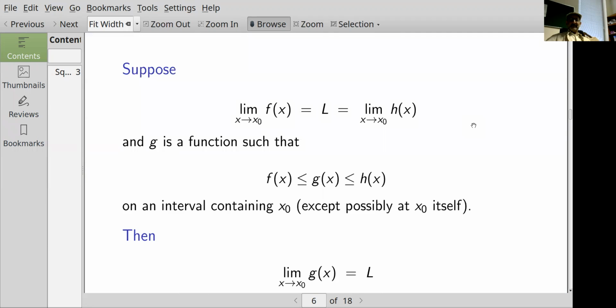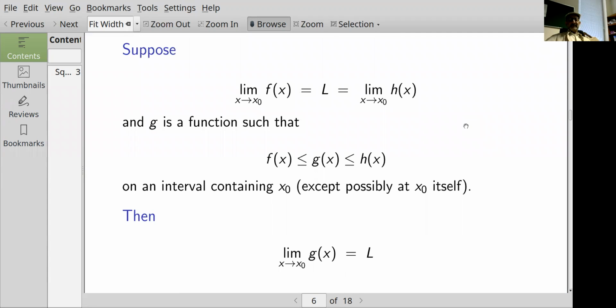Okay, so let's state that. Supposing you have the limit as x goes to x naught of f of x is equal to L, and the limit as x goes to x naught of h of x is also equal to L, and g of x, that's the one whose limit we would like to find. The values of g of x lie between the values of f of x and h of x on an interval containing x naught, except possibly at x naught itself. Remember, when we're taking limits, we never let x equal x naught. Then the limit as x goes to x naught of g of x will also be L.